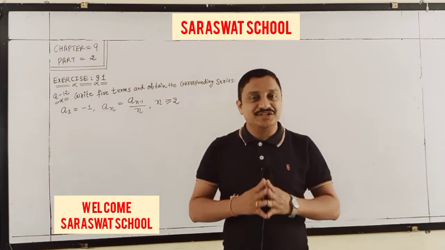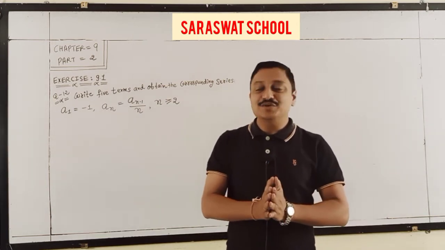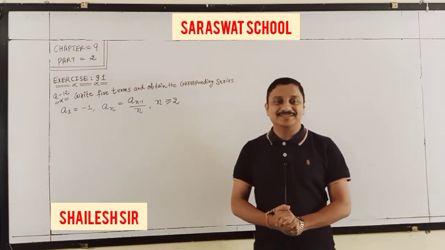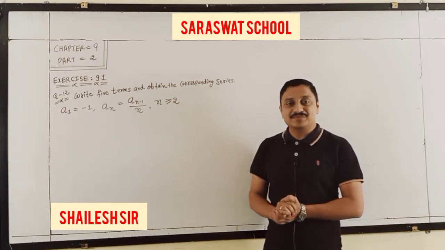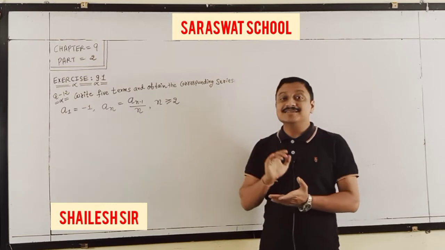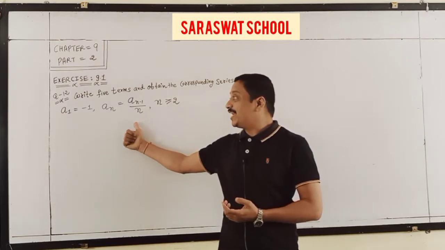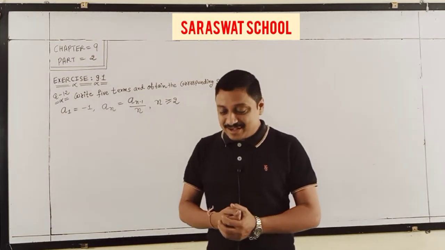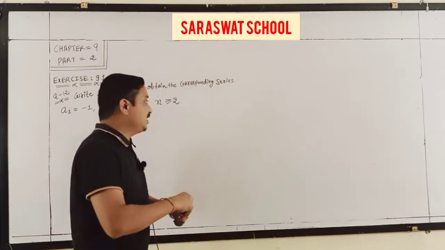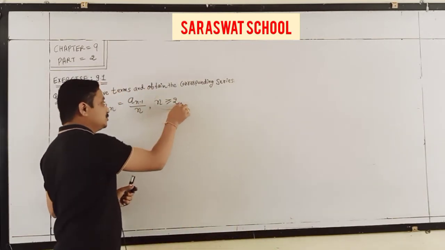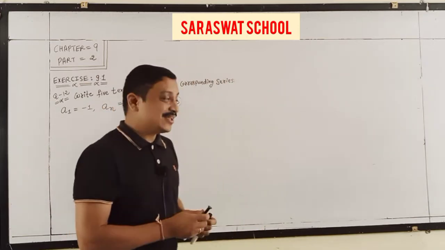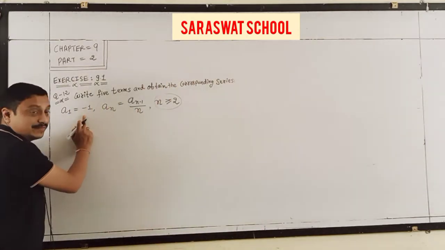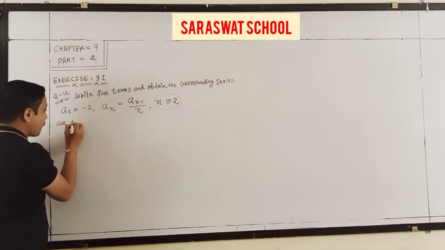Sequence and series. Students, today we continue our exercise 9.1. Question number 12. Find the first 5 terms and the corresponding series of the given an, and a1 is also given. Students, here I have one of the conditions: n greater than or equal to 2. It means we utilize n equal to 2, 3, 4. And a1 is given as 1.